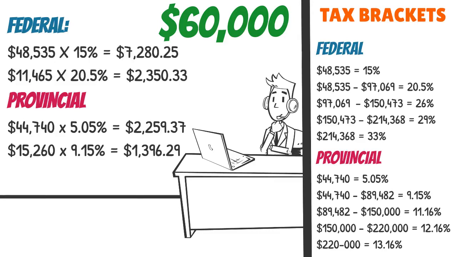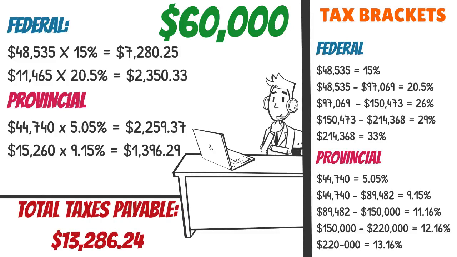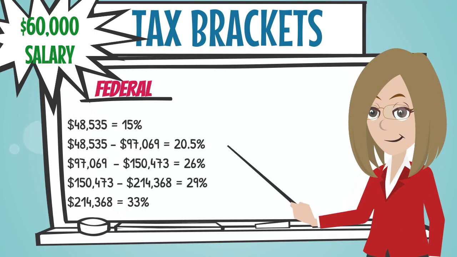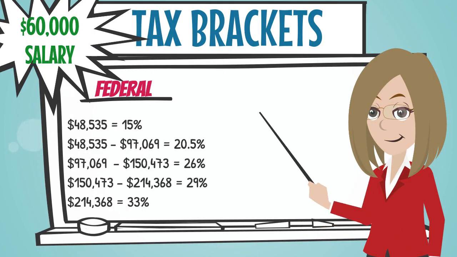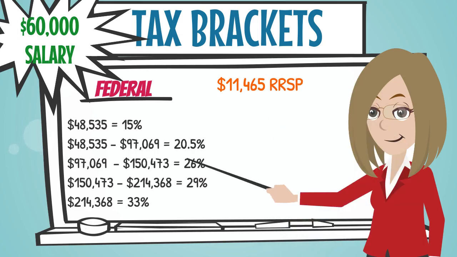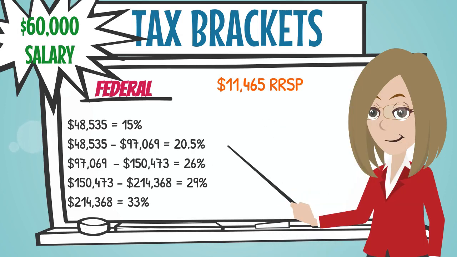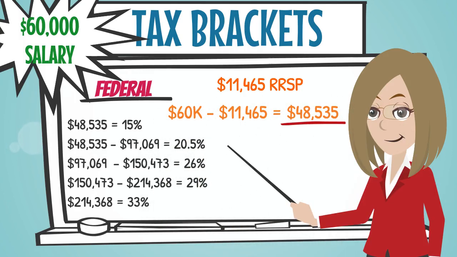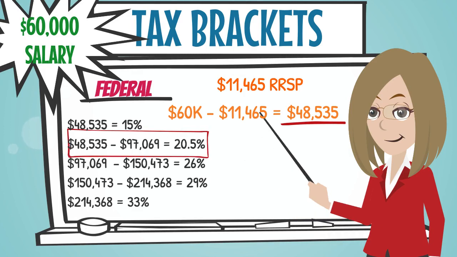Now, keep in mind that there are additional federal and provincial tax credits that you may qualify for, reducing your total taxes payable. However, to keep things simple for today, this gives you a general understanding of what the tax brackets are and how they work. So in this case for Bob, he will owe $13,286 in taxes. If you're familiar with RSPs, then you would know that making a deposit will lower your taxable income. In this example, an $11,465 deposit would effectively eliminate any federal taxes owing on income earned above $48,535, essentially removing you from the next tax bracket.